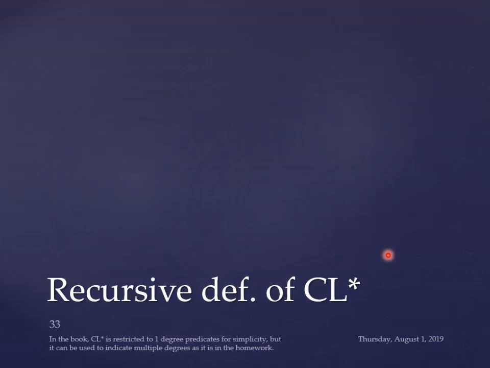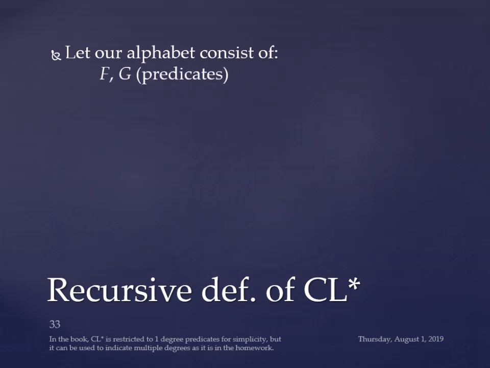So that gets us into our logical language of the day, which is just like CL. All right, except we're going to make a little change to it, and that change is going to change the language to what's called CL star. So let's let our alphabet consist of 2 predicates, just F and G, and 2 names. And then we have our brackets and our operator, right? That's going to be the alphabet we have, okay?